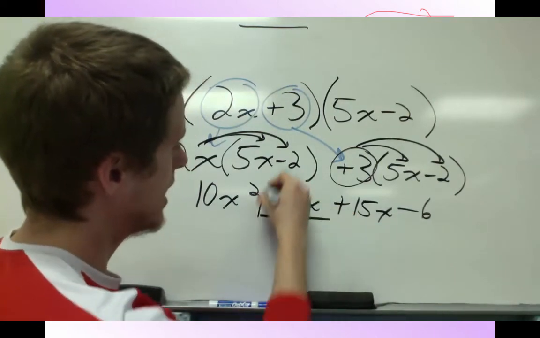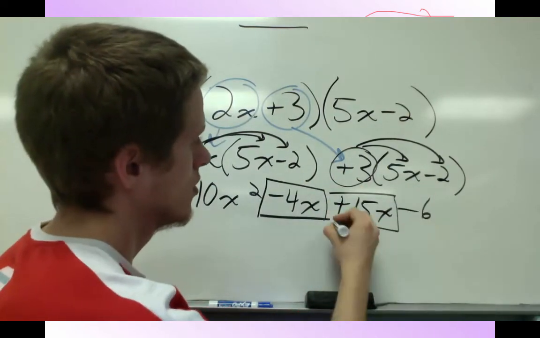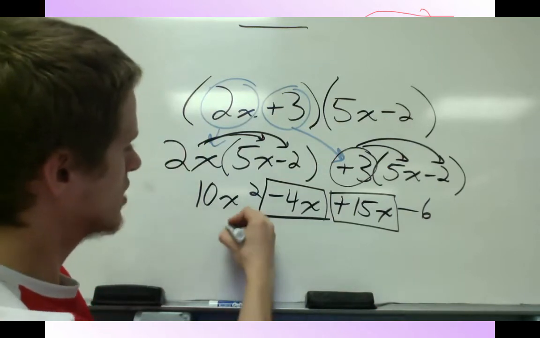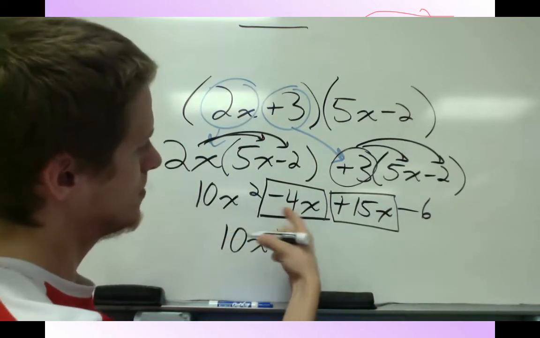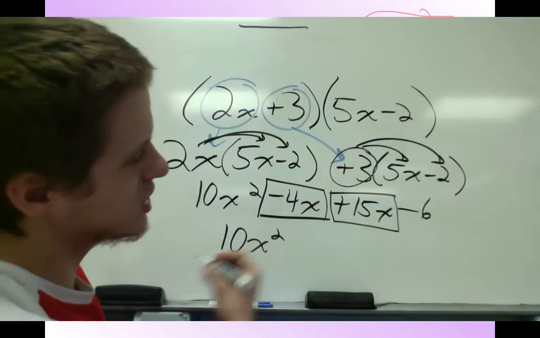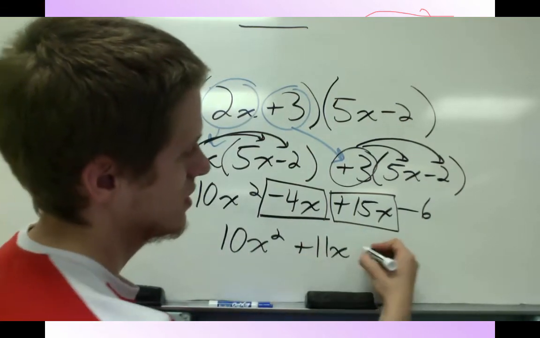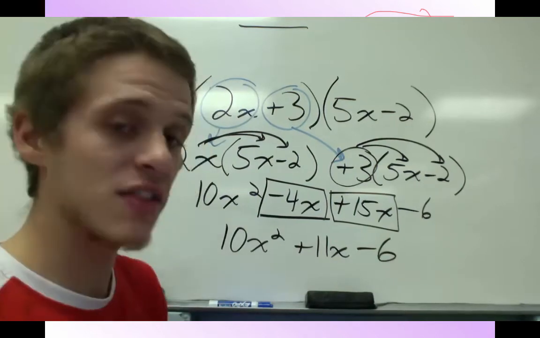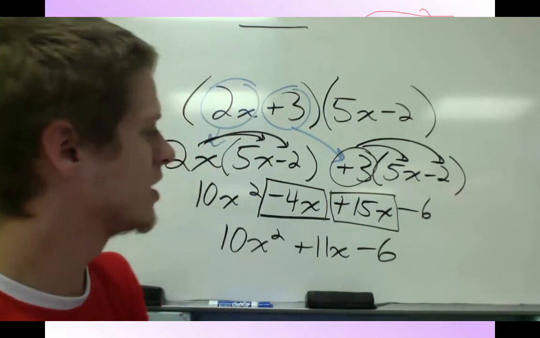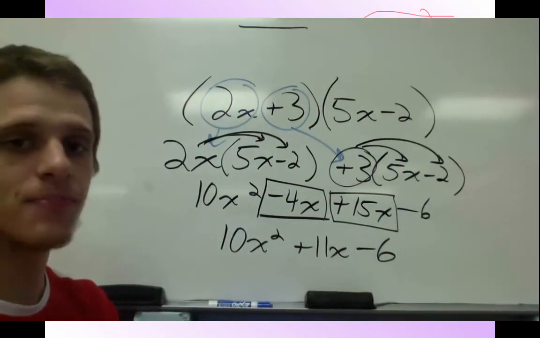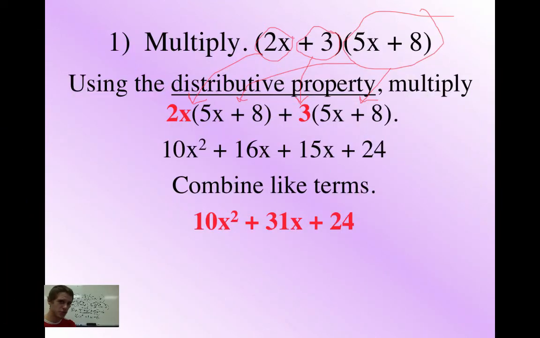So again, combine any of those like terms. Let's keep that 10x squared out front. Negative 4x plus 15x will give us a plus 11x. And then tack on the negative 6 on the end. And you got your final answer right there. You'll have an opportunity to practice a little bit more later.